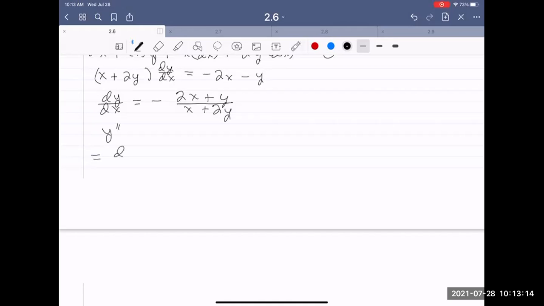This is going to be the derivative of the first derivative. So this is going to be the derivative of, well, I found the first derivative, negative 2x plus y over x plus 2y. Use quotient rule. So now I'm going to use the quotient rule.